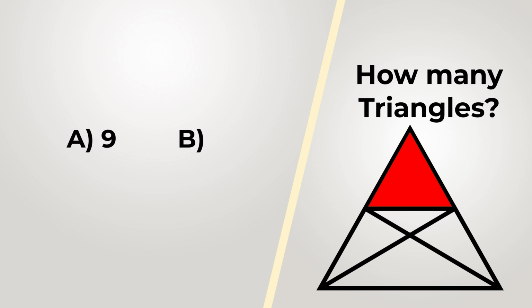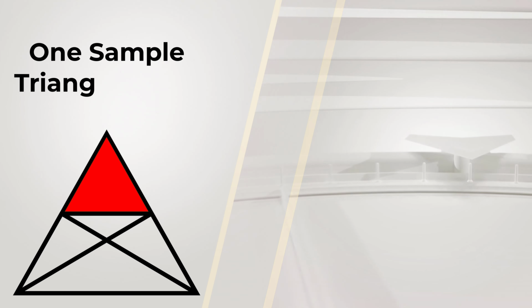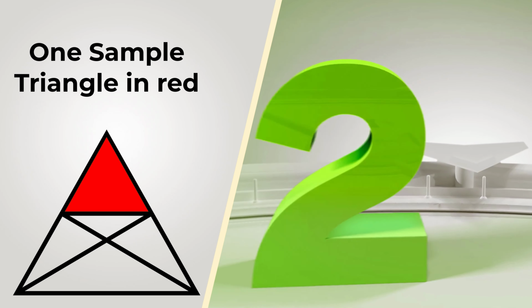Choice A, 9 triangles. Choice B, 12. Choice C, 17. And choice D, 24. One triangle is highlighted in red, but there are a lot of other triangles.